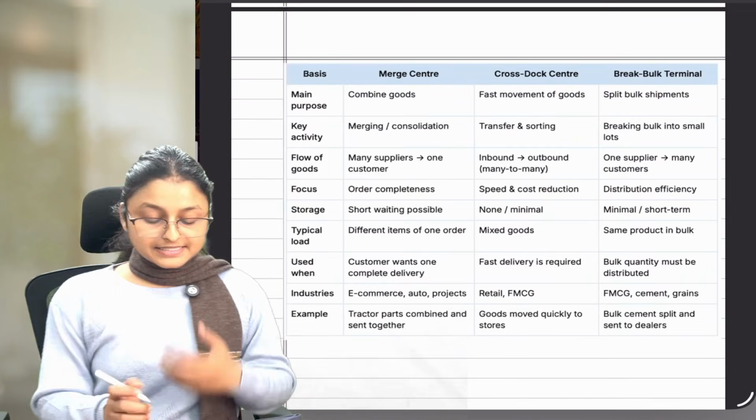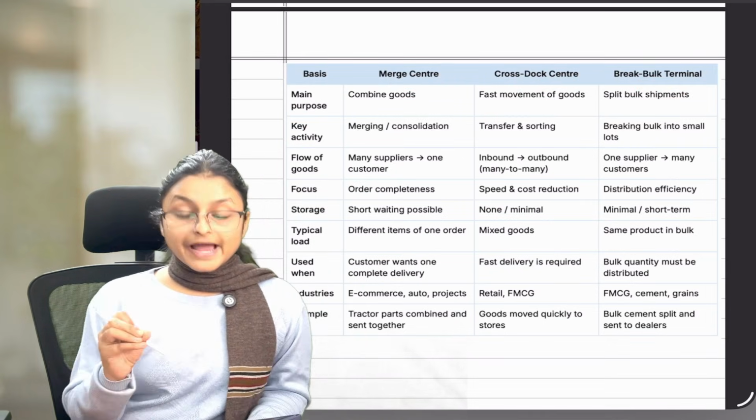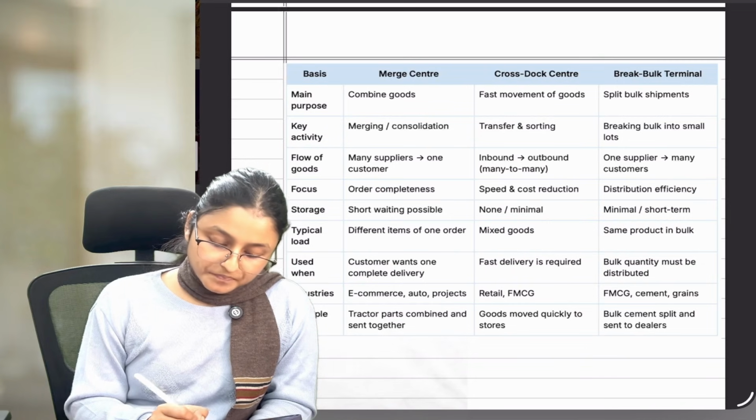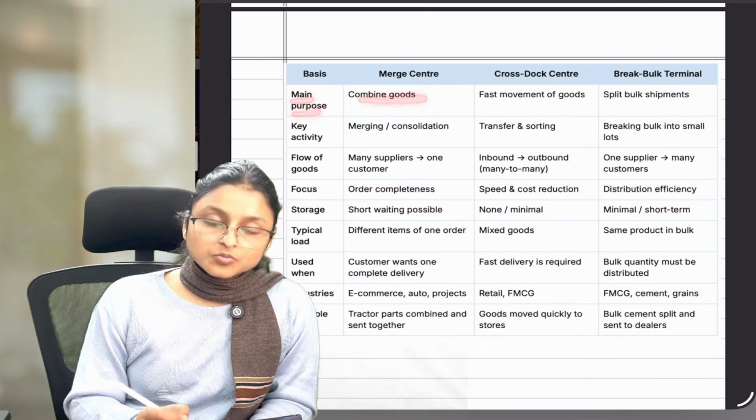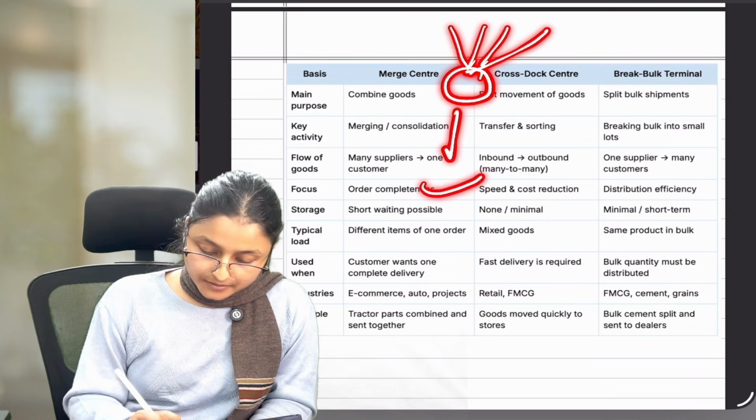Now, let's see the difference between merge centers, cross-dock terminals and break bulk terminals. So, main purpose of merge center is what? Combining goods from different factories and sending it to one dealer.